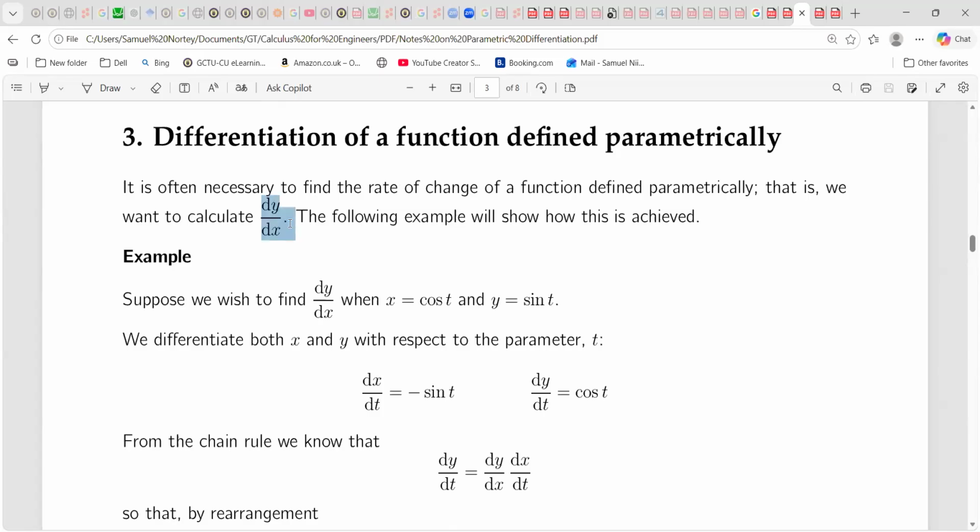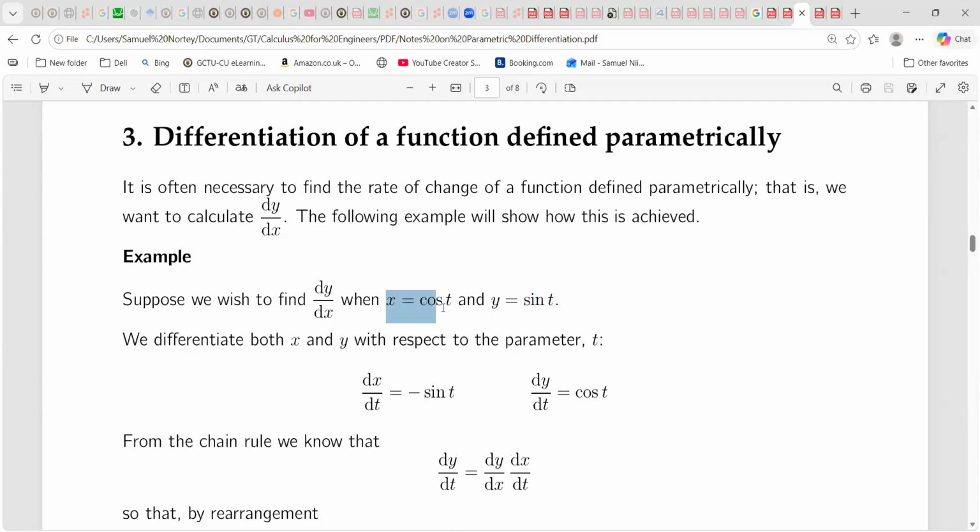That is, we want to evaluate dy/dx. That's the question. To find dy/dx, remember that x is in terms of cos t and y is in terms of sine t. So if I want to differentiate x, I have to differentiate x with respect to t. Do you get it?